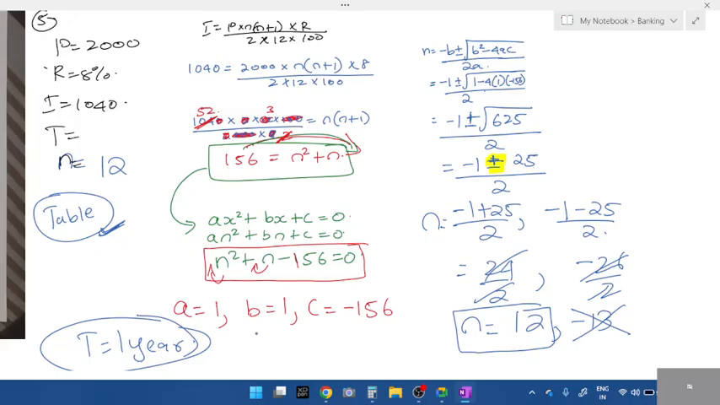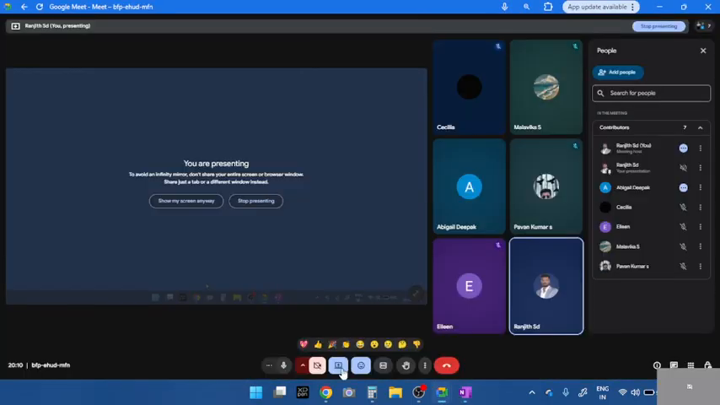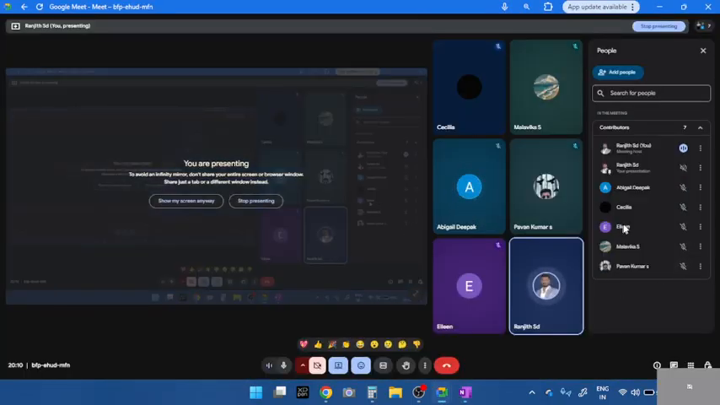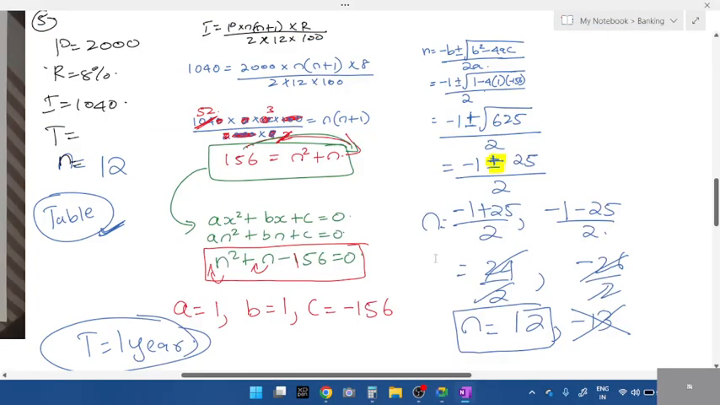All of you are done? Any doubts? Aileen, Malavika, Susila, Abigail, Bhargav, understood how to solve the calculation part? What about Susila and Aileen? Are you there online? Okay. n is equal to 12. Time period is 1 year, students.